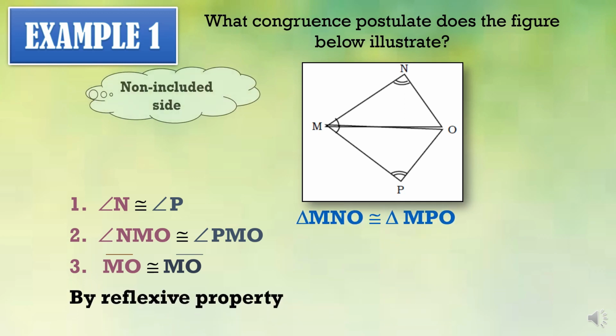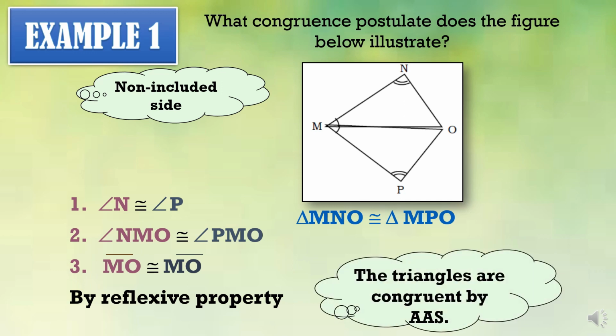So therefore, we can say that triangle MNO is congruent with triangle MPO by the AAS congruence postulate, or the angle-angle-non-included-side congruence postulate.